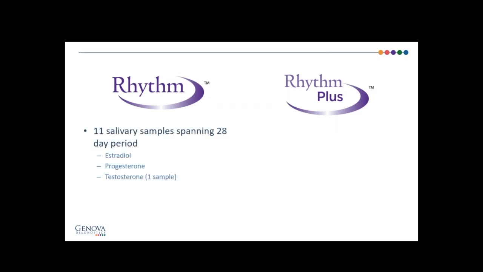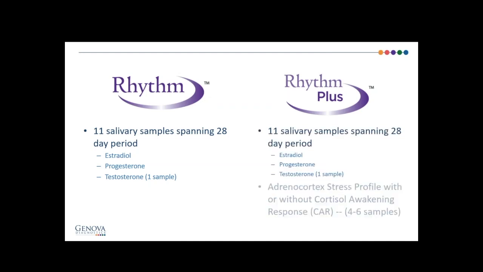So with the rhythm test, you do 11 salivary samples over a 28-day period. And that's going to measure estradiol and progesterone 11 different times. So bleeding begins 3 days in, first sample for estradiol and progesterone. And then there's one testosterone as well. And you can really track a cycle this way. Now, the Rhythm Plus has all of that, but adds the adrenal cortex stress profile. And you can do that with CAR, cortisol awakening response. And you could also add the melatonin, 3 samples as part of that.